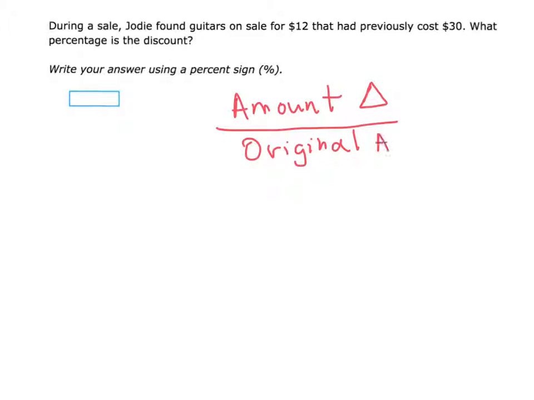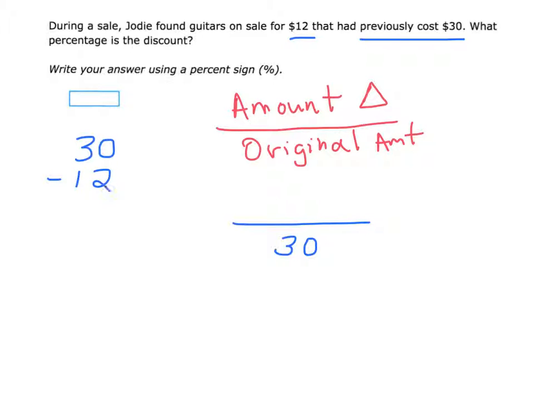And then we're going to divide by the original amount. And we're going to do this every time. It's going to become very routine. So the original amount was this $30. That goes on the bottom. That's how much it was originally. But he found them for $12. So that's a pretty big discount. How much of a change is that? Well, from 30 to 12, in order to figure out the difference there, I just subtract, either on a calculator or by hand. And when I do this calculation, either way, I'll get 18. So the amount of change was 18.